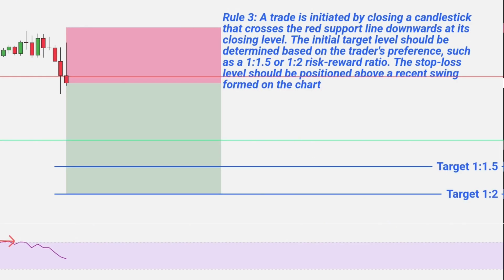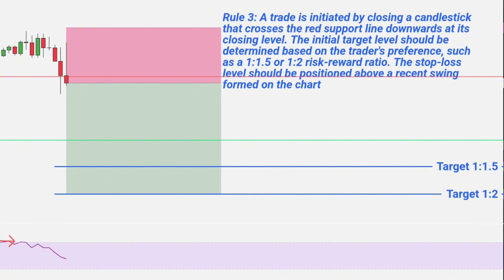Let's talk about Rule 3 in our short position strategy. Rule 3. This is the moment we've been waiting for. We're watching for a specific event, the closing of a candlestick that crosses down below the red support line at its closing level. Think of it like a door closing in the trading world. This closing action initiates our trade, but we don't rush in blindly.